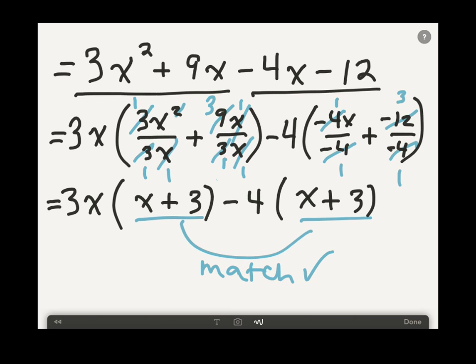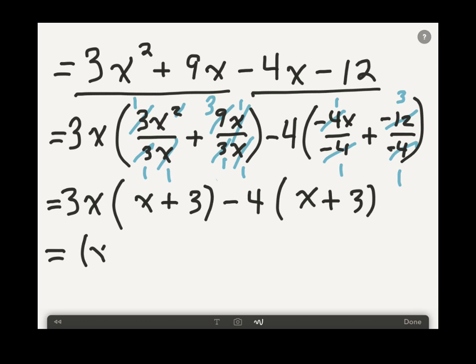So if those don't match, I would probably just go back and start looking for either a copying error or an algebra error. Now, not every time that you write down 4 terms can it be factored by this method. These are specially designed problems that can be done this way. So I'm going to go ahead and bring that x plus 3 out front.